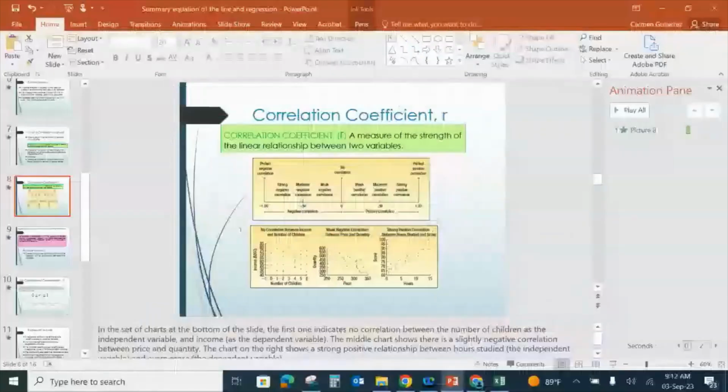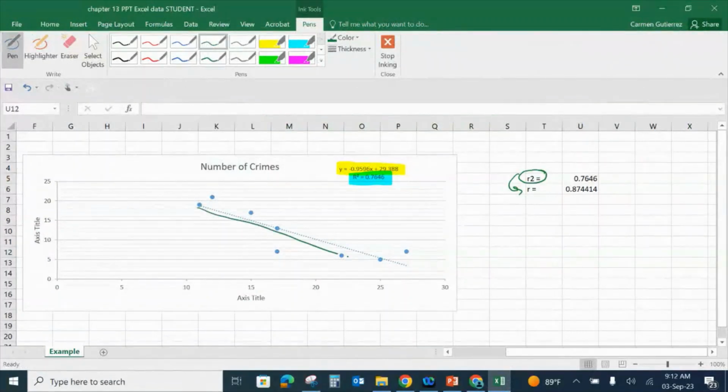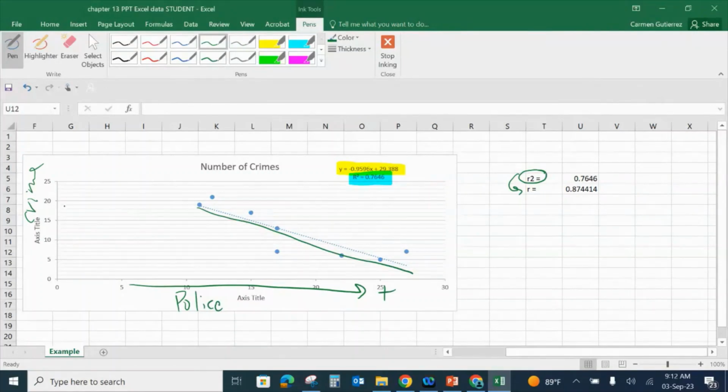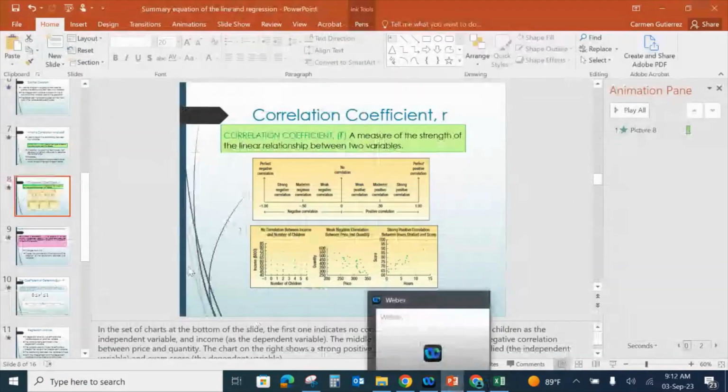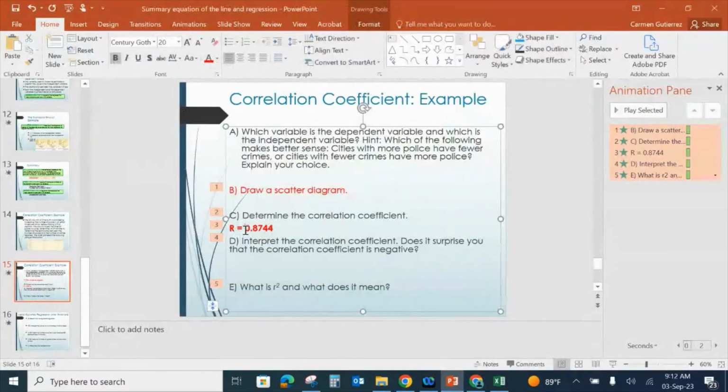In this case, let's go back and see our scatter diagram. The line is going down, which means this is police here, okay, and this is crime. So as the number of police increases, the number of crimes decreases. So in this case, we have a negative relationship here. So this R here is actually a negative R, okay? 0.8744. But remember, I did it by square root. So this one here, the answer should be a negative R because the line is going down.